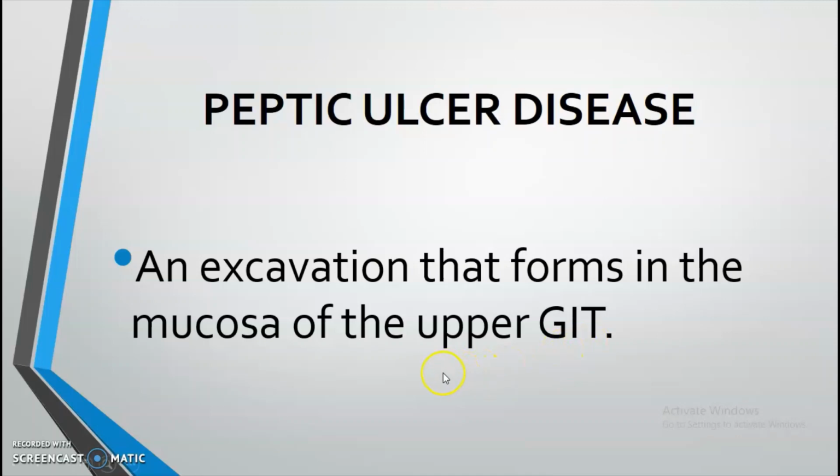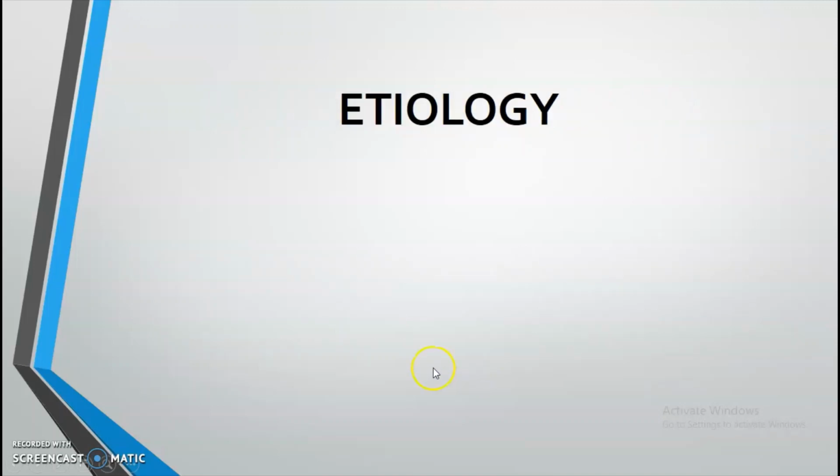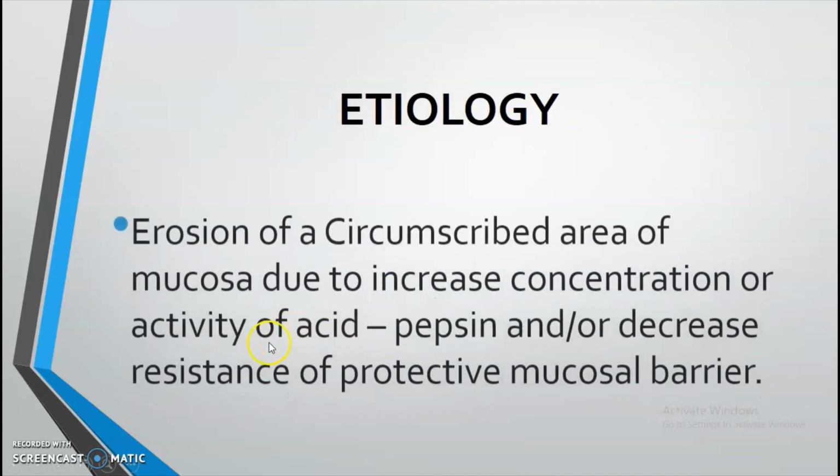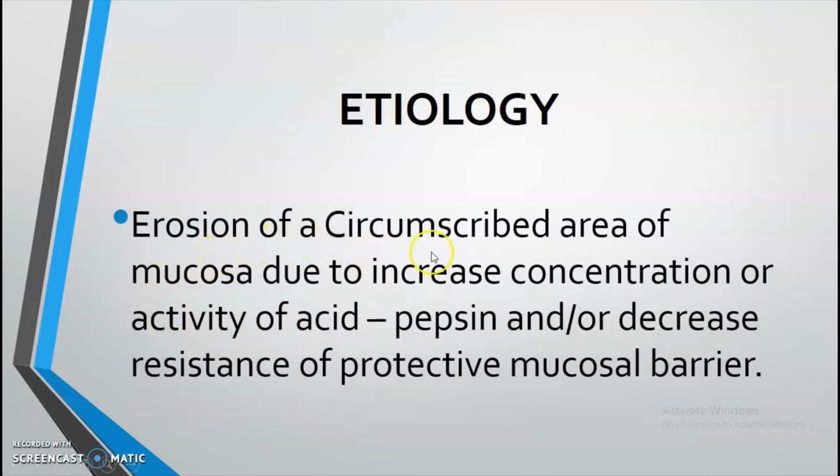Okay, so what causes your peptic ulcer disease? Why is it occurring or happening? Your peptic ulcer disease is caused by an erosion of a circumscribed area of the mucosa due to an increased concentration or activity of acid, such as your pepsin, and the decreased resistance of the protective mucosal barrier. So two things happen here.